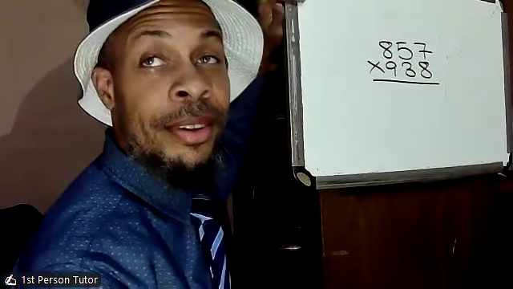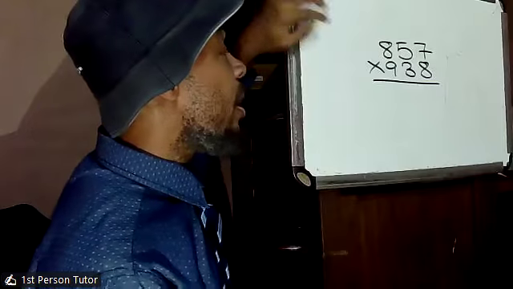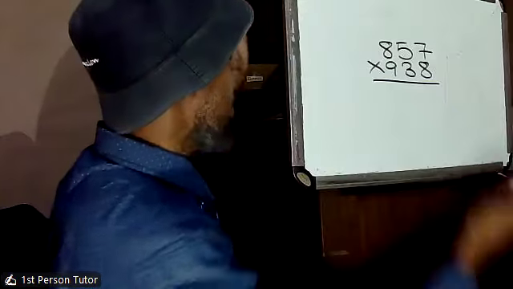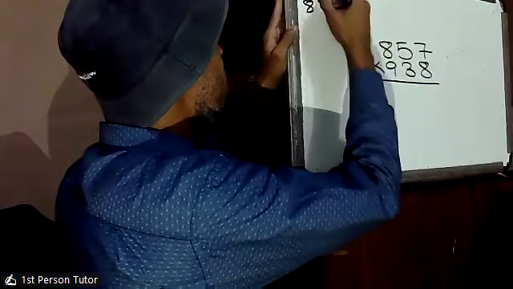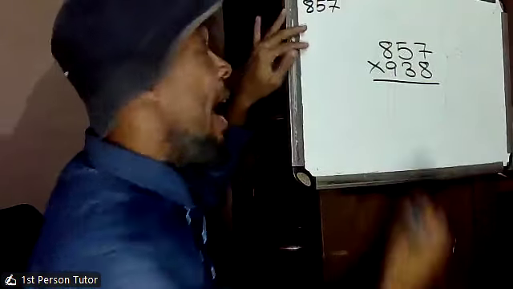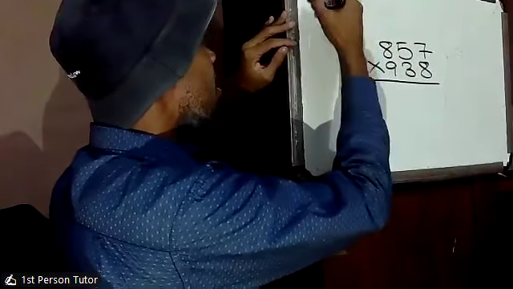So I'm going to pick the top number, the 857. I'll create the multiples of it. I'll write 857 and I'll keep adding it to itself until I have all the multiples that I need.